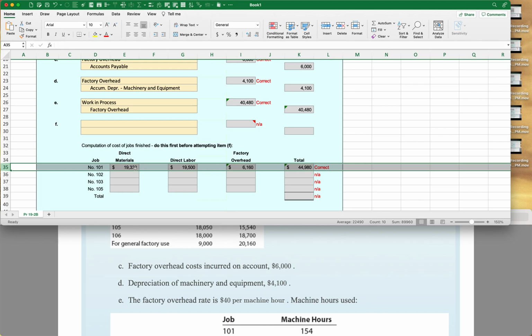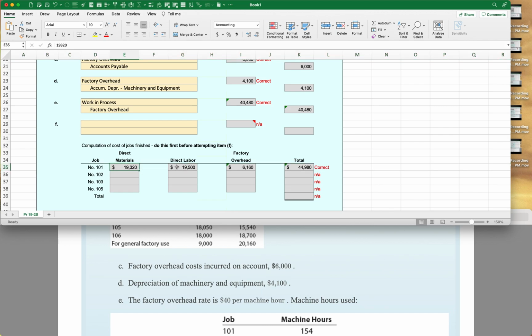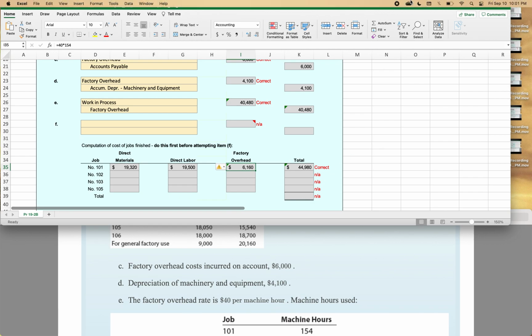Was this difficult? No. They gave us the direct material information. They gave us the direct labor information. And now we have the factory overhead that we can easily compute because we understand that factory overheads have to be allocated. And I'm going to go ahead and add up the rest of them in a similar fashion and then end up with a total at the end here.